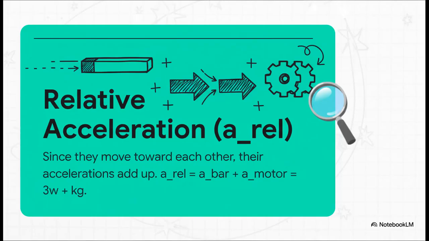Now, you could try to track the position of the bar and the position of the motor and see when they're equal, but honestly, that's the long way. There's a much smarter, more elegant shortcut, thinking in terms of relative motion. Instead of two separate objects, let's just think about how quickly the gap between them is closing. Since they're accelerating towards each other, we can just add their accelerations. So we take the bar's W and add the motor's 2w plus kg. That gives us a total relative acceleration of 3w plus kg. This simplifies the whole problem down to one number.